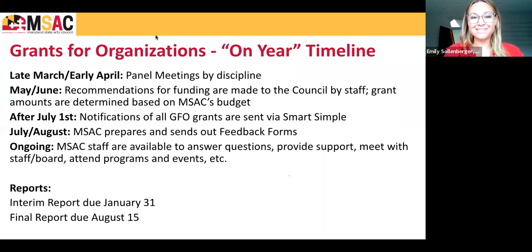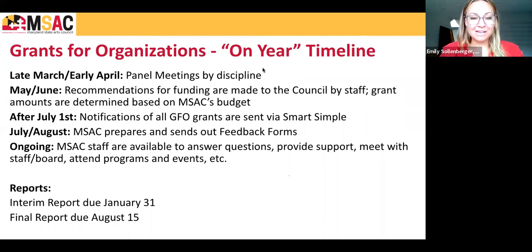Then July and August, our staff, Laura and myself, prepare our feedback forms for anybody who went through the panel process. So that's about a third of those organizations. We pull all the feedback together into a form and send it to you. And then ongoing throughout the year, we are available to answer questions, provide support, meet with staff, board, attend any type of program or event, and just really being in touch to make sure that we can best support you and visit you in your spaces.